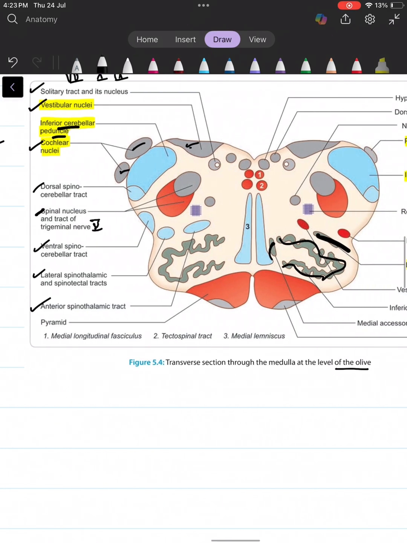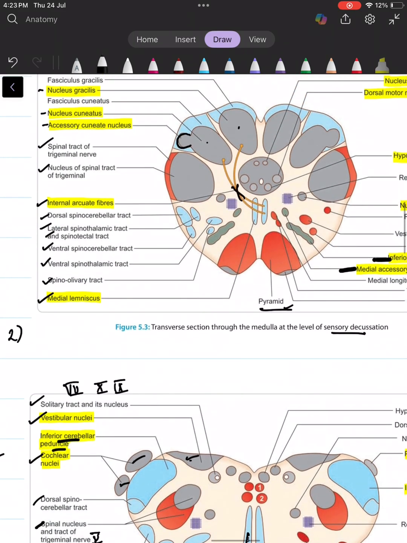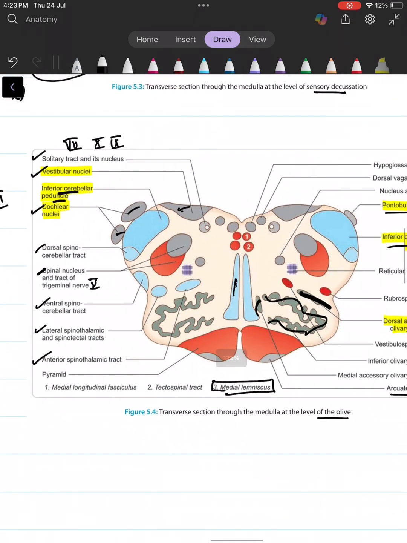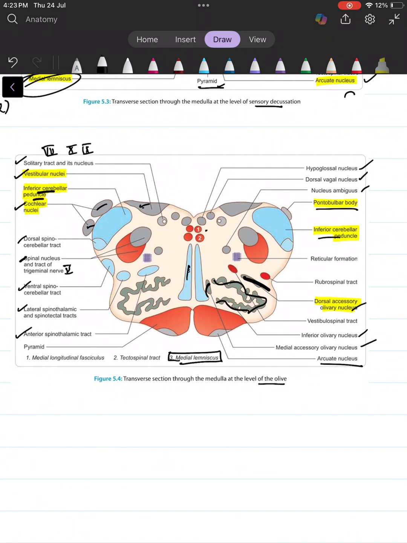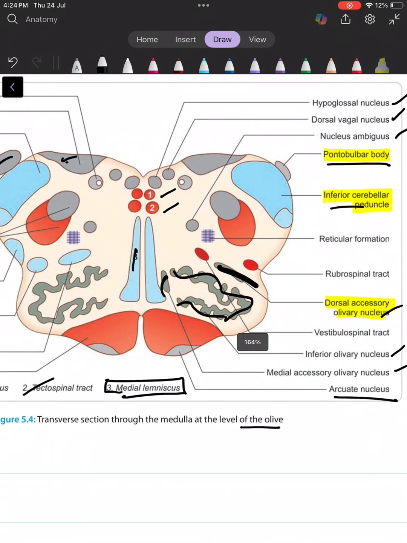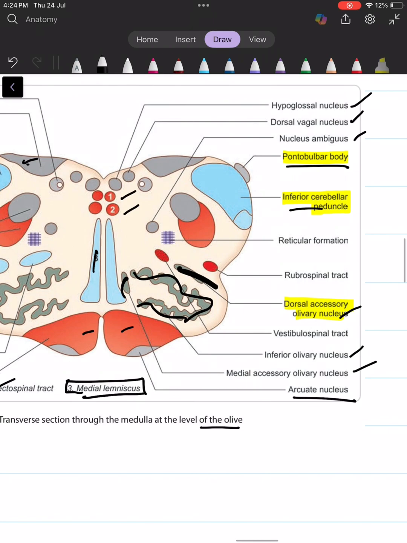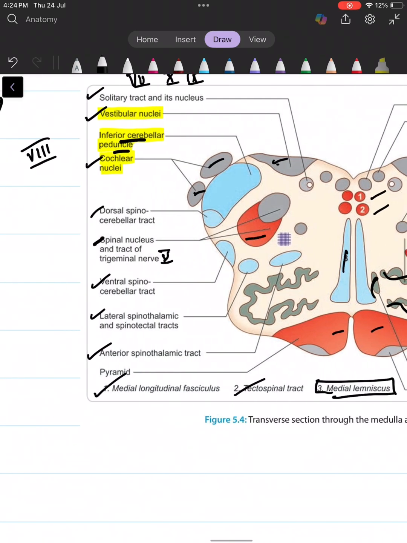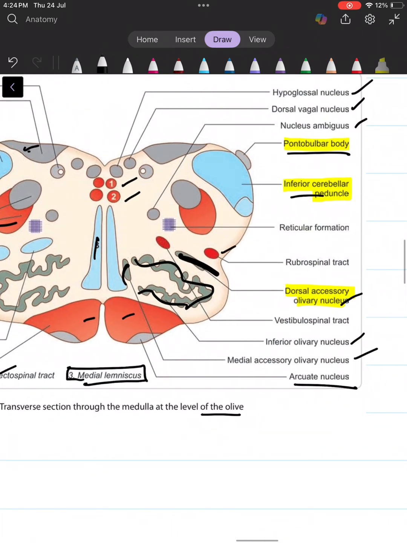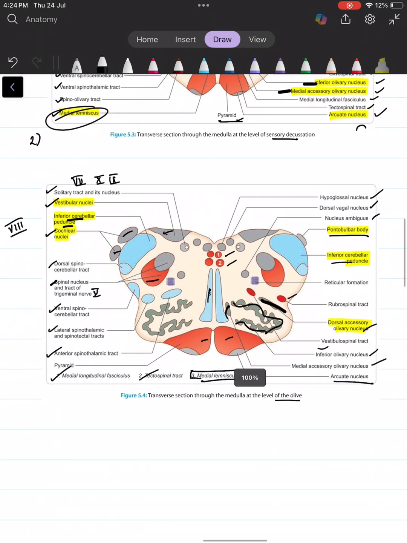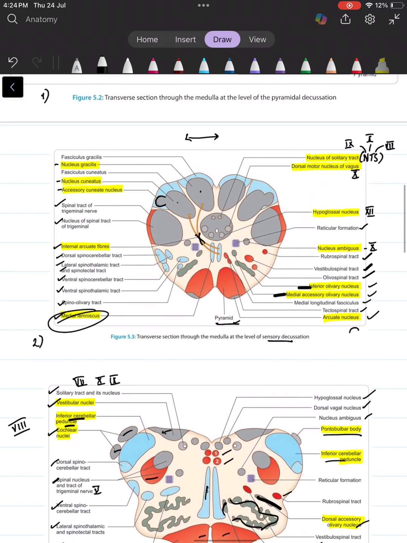And here in the middle we have something called the medial lemniscus. What is the medial lemniscus? The crossed fibers of the dorsal column that we saw in the previous section. Lastly, the descending tracts. Here they have labeled 1 and 2 as the medial longitudinal fasciculus and tectospinal tract. At the bottom we have the pyramids. Then what else? This is the spinal tract of the trigeminal nerve, rubrospinal and vestibulospinal tracts. Pretty simple. You just need to draw it broader and wider than the previous sections.